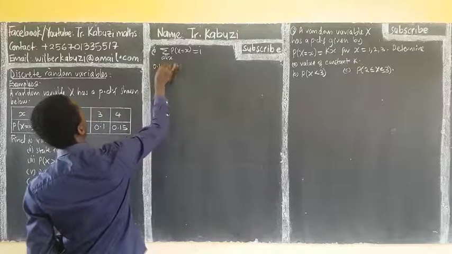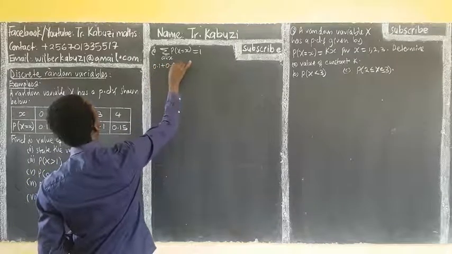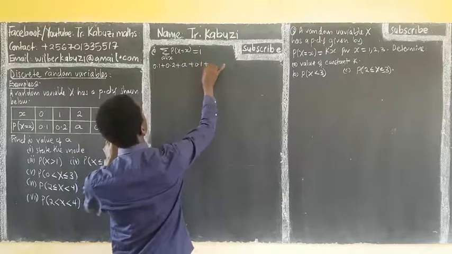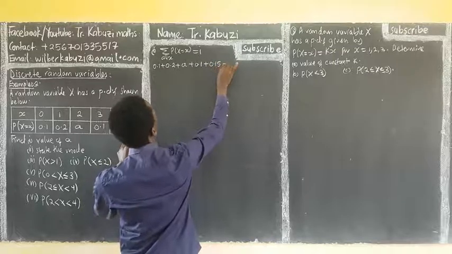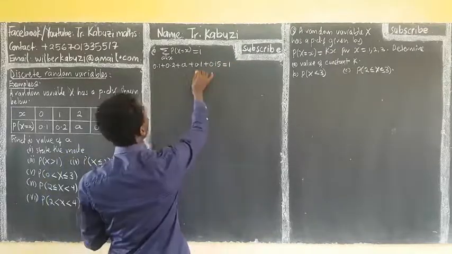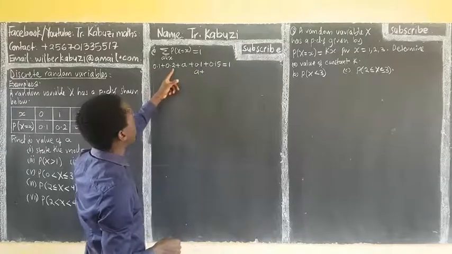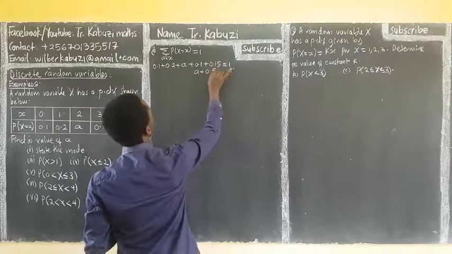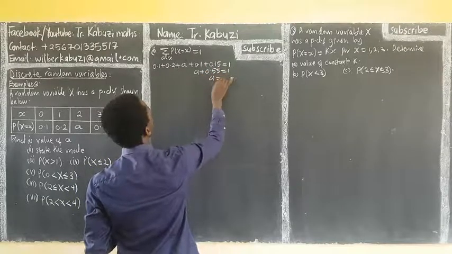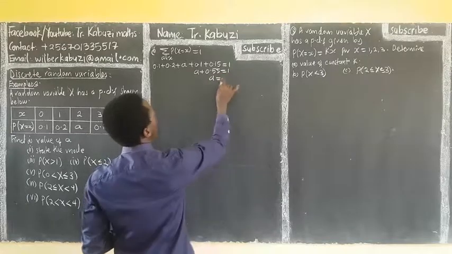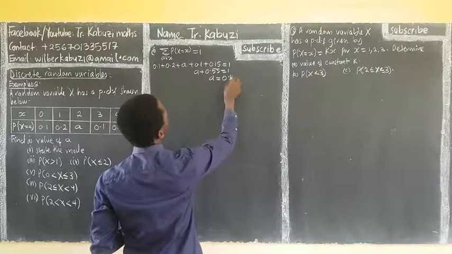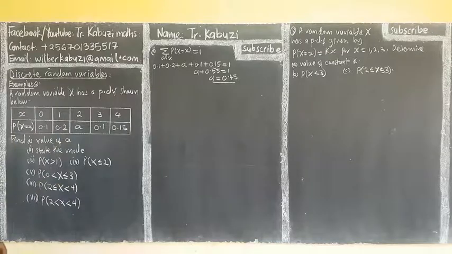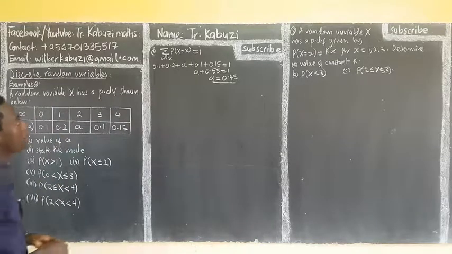So 0.1 plus 0.2 plus now A plus 0.1 plus 0.15 should be 1. So this will give me A plus, this is 0.3, 0.4, 0.55 equaling 1. Set my A and I subtract. I get 0.45. So this is my value of A. So now we have the value of A in that table there.